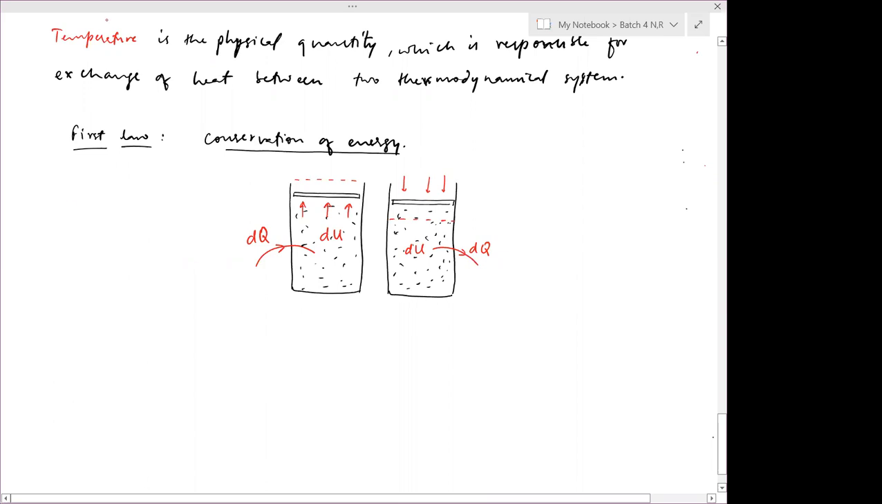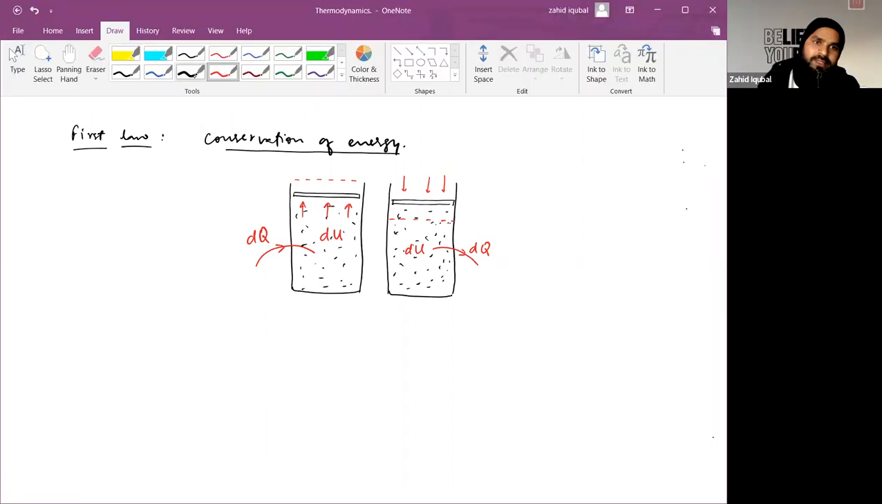Sir, is this an ideal gas? Yeah, we are just dealing with all things in ideal gas.